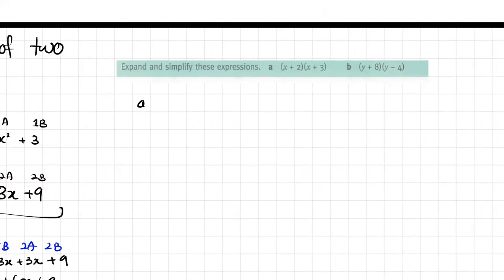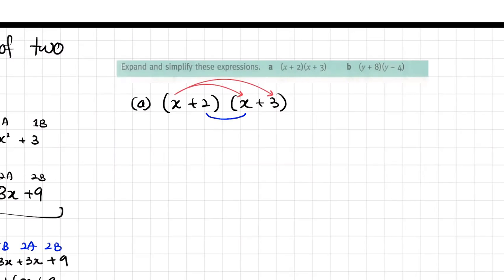Let's look at the first one. X plus 2, X plus 3. So you can use, well, call this the butterfly. So the first term multiply the first, multiply the second, and second term multiply the first, multiply the second. You can do this method as well. It's the same thing actually. So we're going to get X squared plus 3X plus 2X plus 6. X squared plus 5X plus 6.